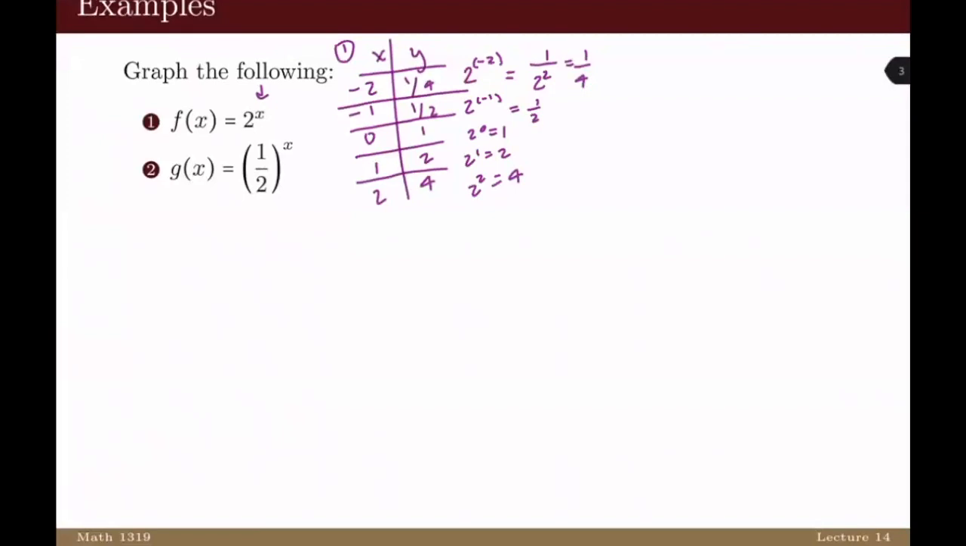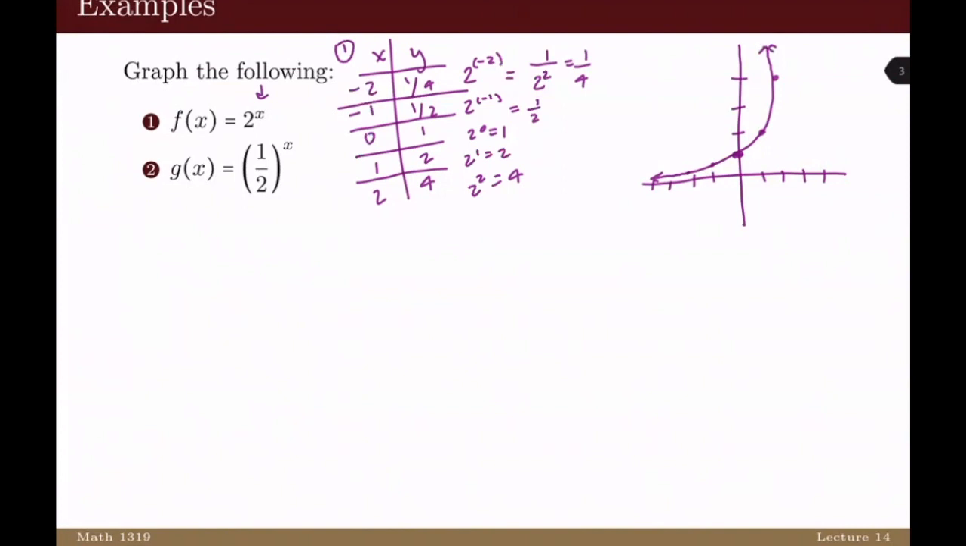All right, so for number 1, I'll plot some points for us. We'll go 1, 2, 3, 4 on each axis. We'll have 0, 1. We have 1, 2, and 2, 4, and then on the left side we have -1, 1/2, and -2, 1/4. So it is going to look something like this.